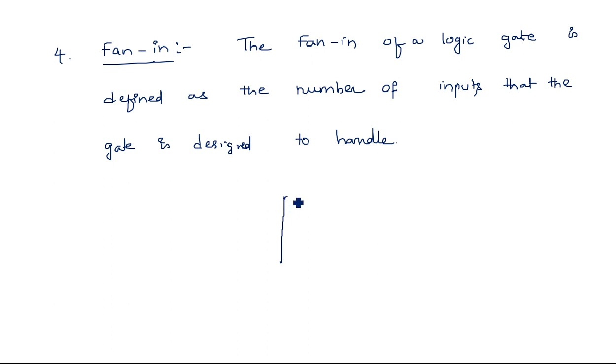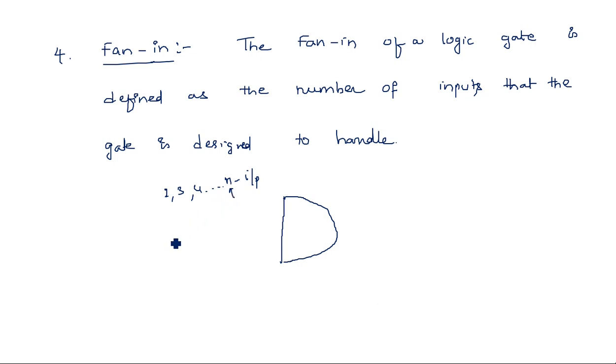Suppose I am taking an AND gate. An AND gate may be a 2 input AND gate, 3 input AND gate, 4 input AND gate, or in general an n input AND gate we can consider. So what is the maximum limit of the size of n? Definitely there should be some limit in any type of logic circuit, any type of logic gate.